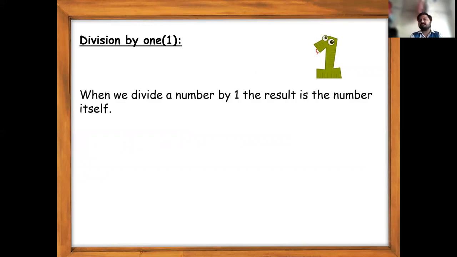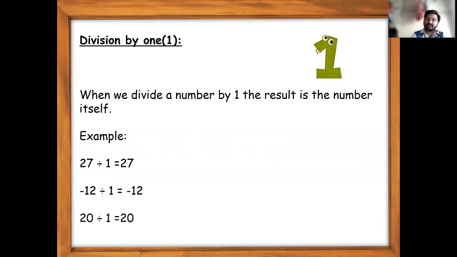So when we divide a number by 1, the result is the number itself. What do I mean by this? When we divide 27 by 1, we get the number itself, that is 27. Similarly, minus 12 divided by 1 gives minus 12, and 20 divided by 1 would be 20. As we saw, whenever we divide any number by 1, the result is the number itself.